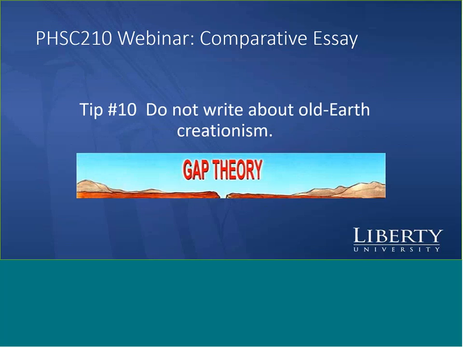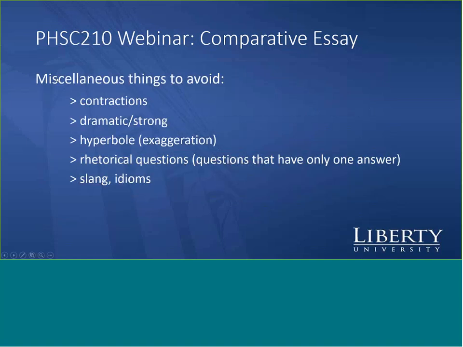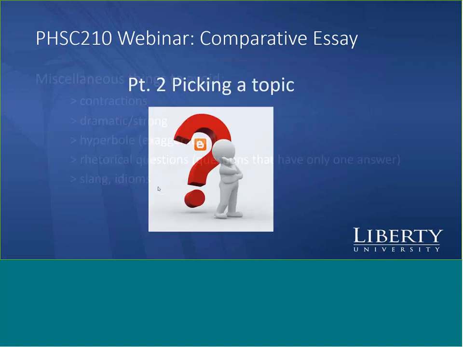So you're writing about the old earth secular view or naturalistic view, in contrast to the young Earth view, the biblical young Earth view with scientific evidence. Miscellaneous things to avoid: contractions, don't, can't, wouldn't; hyperbole, dramatic strong language, exaggeration; rhetorical questions, questions that only have one answer; and slang, idioms. Those are fine for other forms of communication, but not in a comparative essay.